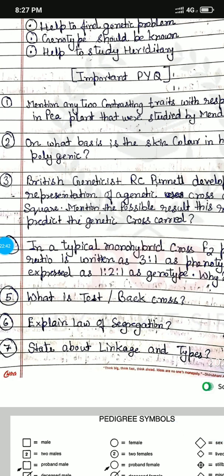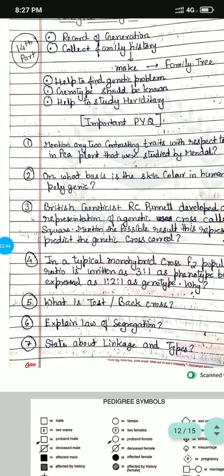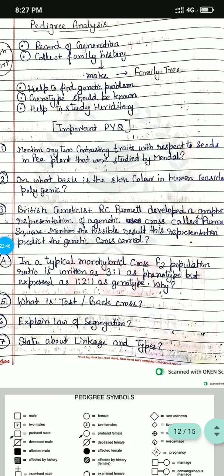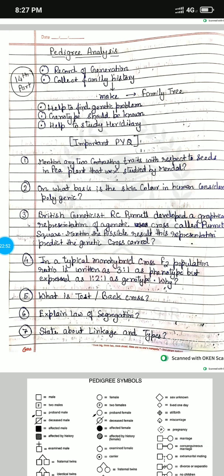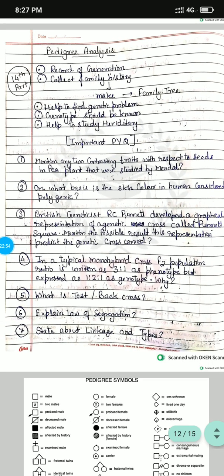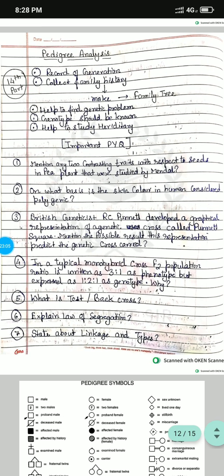Now go for the PYQ. The first question is, mention any two contrasting characters with respect to the seed in the pea plant that were studied by Mendel. You already know the seven characters. On what basis is the skin color of humans considered polygenic? Because skin color differs, somehow dusky, fair and black also. The British scientist R.C. Punnett developed the Punnett square. Mention the possible reason why he developed this.